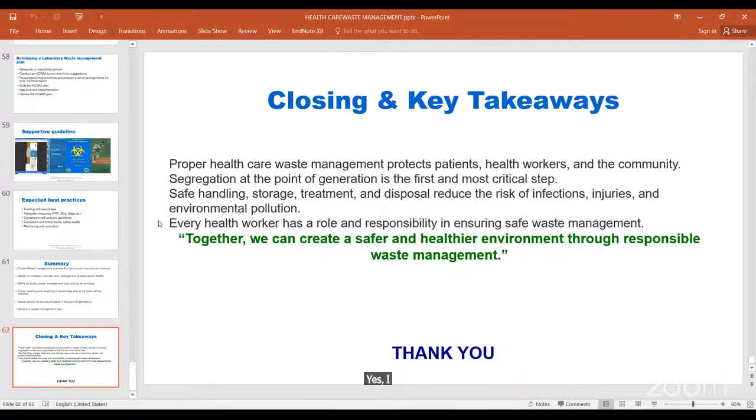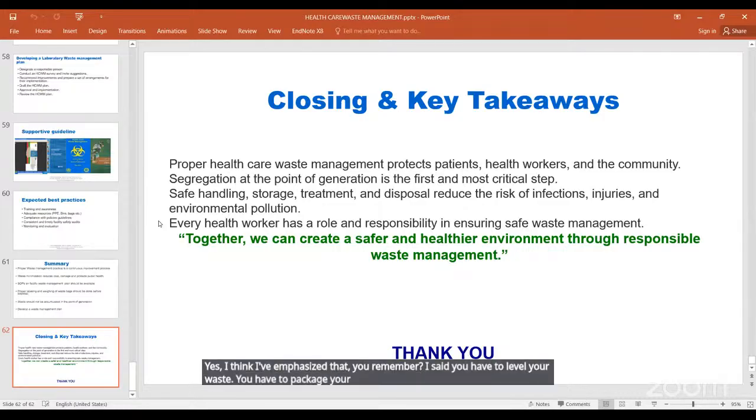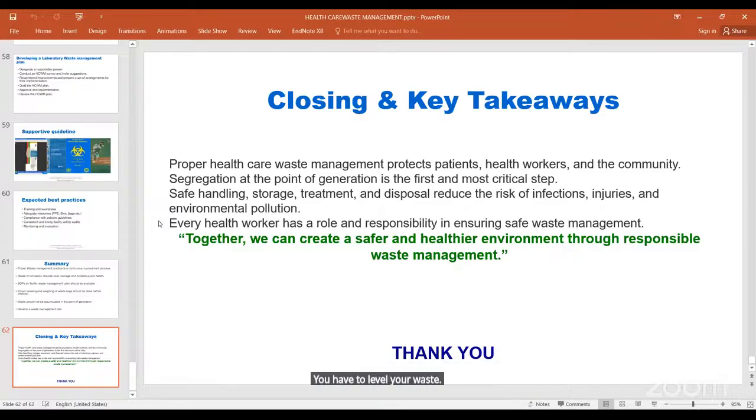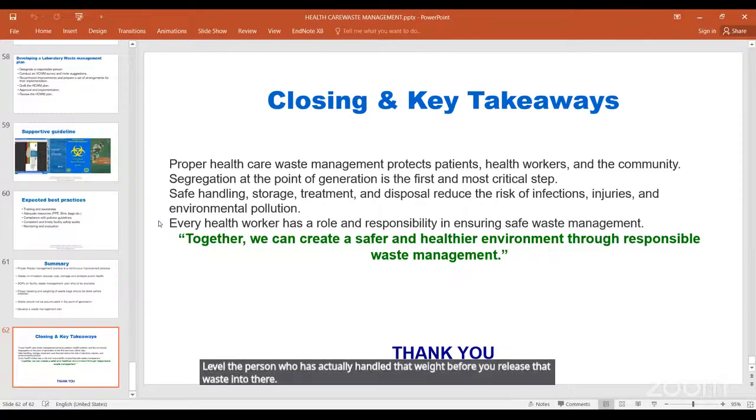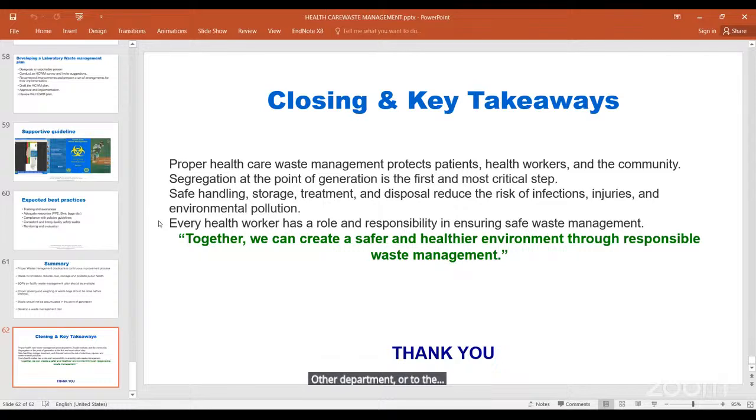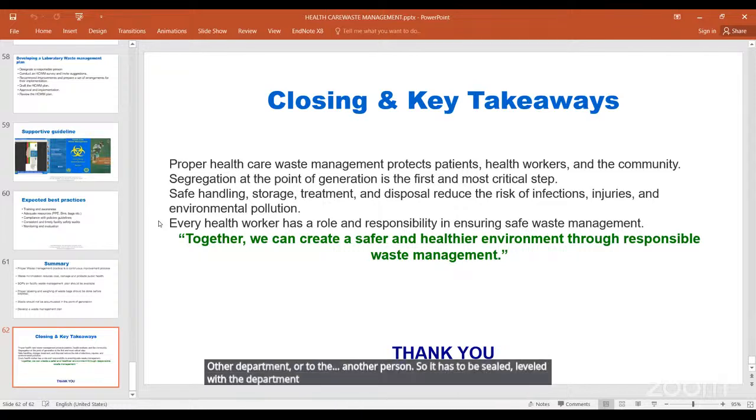Yes, I think I overemphasized that. You remember? I said you have to label your waste. You have to package your waste as a waste generator. You have to label your waste, label the department, label the person who has actually handled that waste before you release that waste into the other department or to another person. So it has to be sealed, labeled with the department plus the person who has done the packaging before you release it to another level. Thank you.